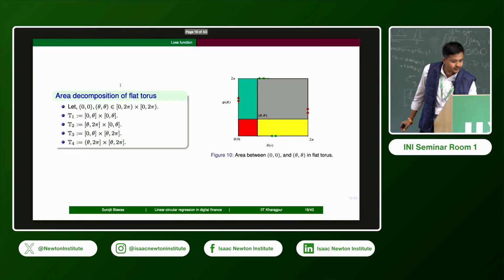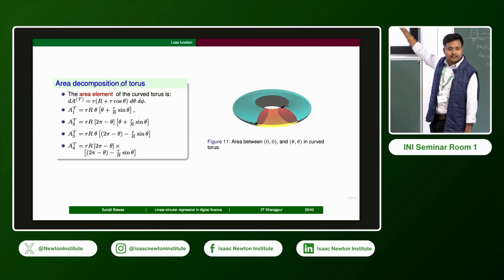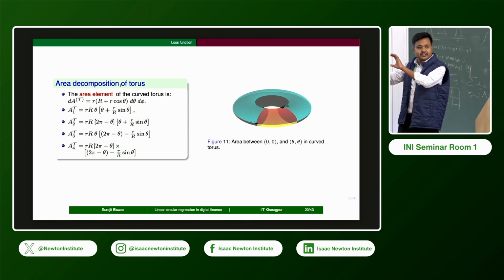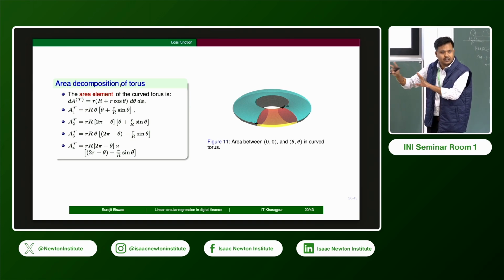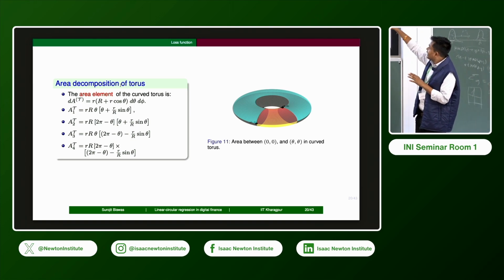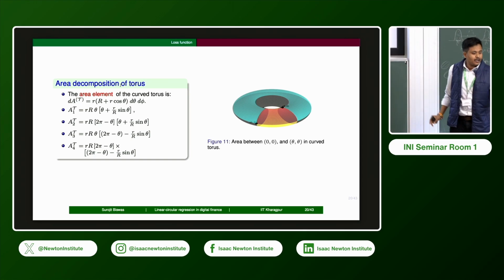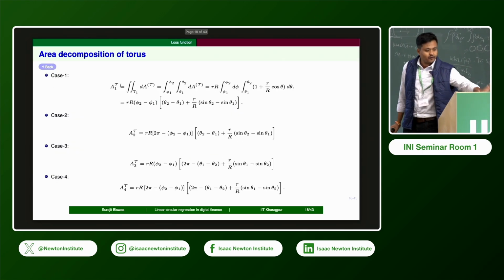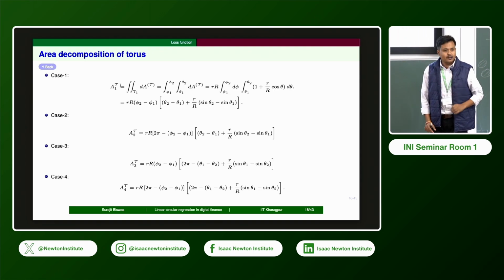So let me show you by the figure. This one, the right figure, is the area you have seen in this flat torus. The corresponding areas on the curved torus are like this. Now what I have shown you so far is for any general point phi 1 theta 1 to phi 2 theta 2, right?